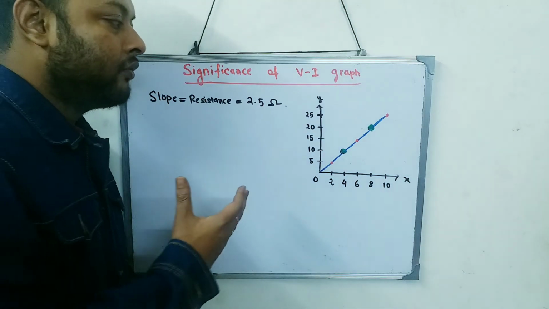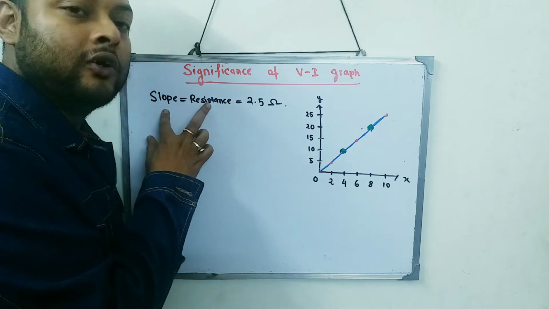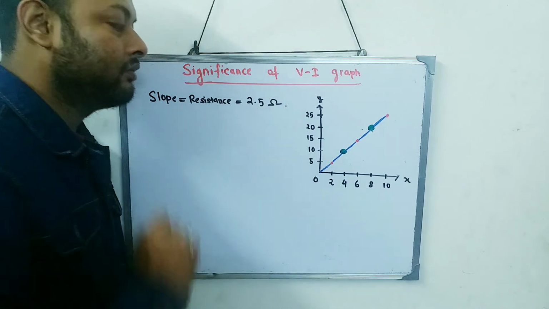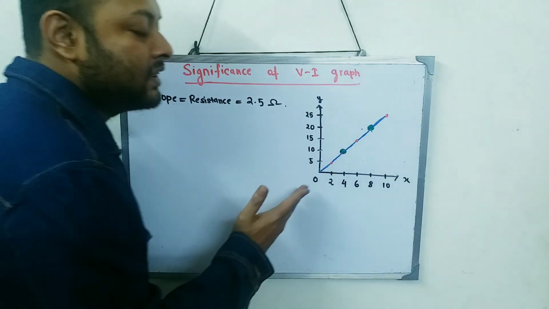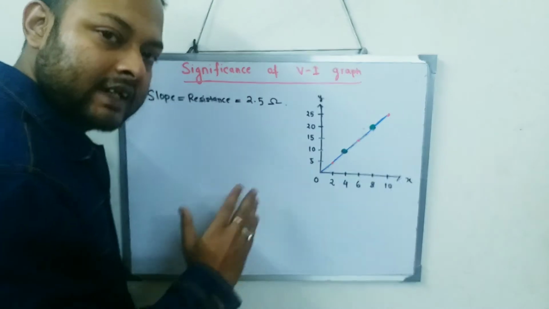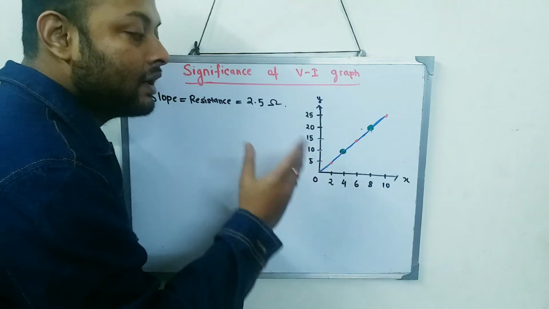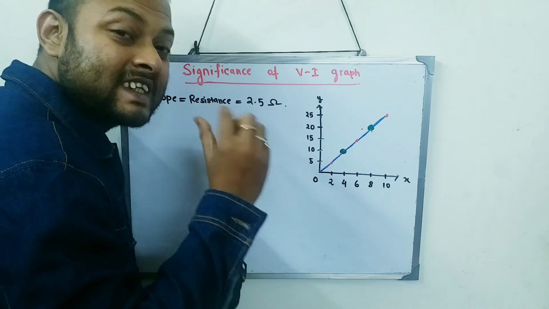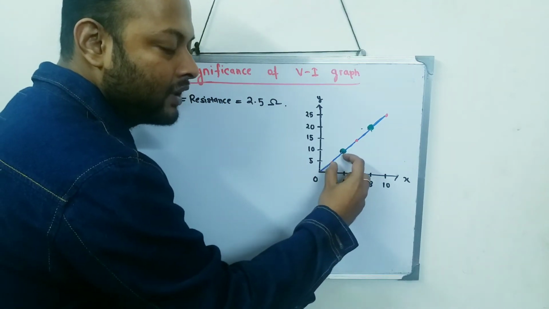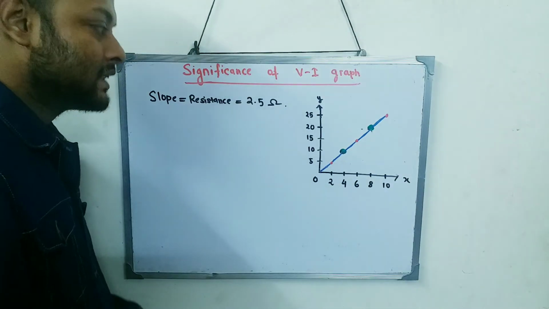So we know for this graph that my slope, which is equal to my resistance, has a value of 2.5. Now if you see, this is a straight line. For an ohmic conductor, the graph is a straight line. And if it is a straight line, that means the slope remains the same everywhere. The slope over here is equal to the slope over here, which is equal to the slope over here. So the slope everywhere remains the same.